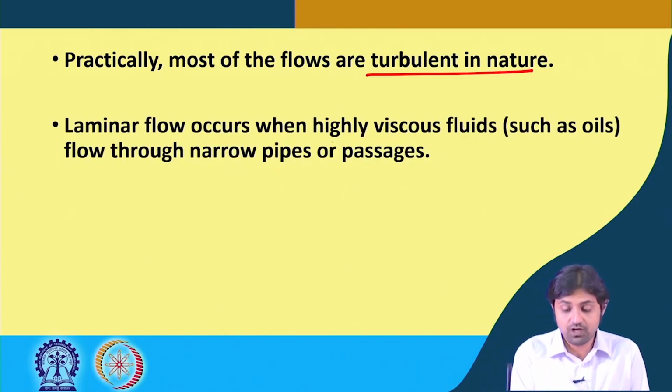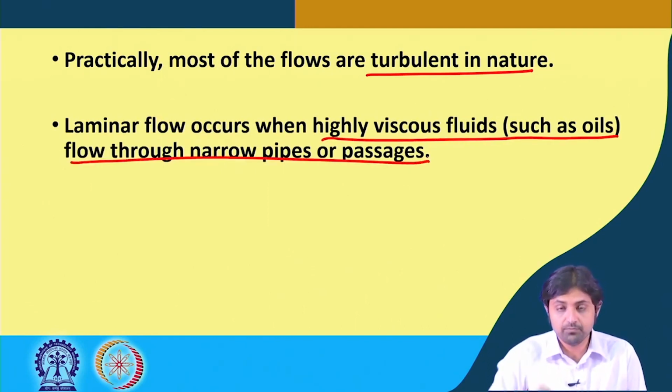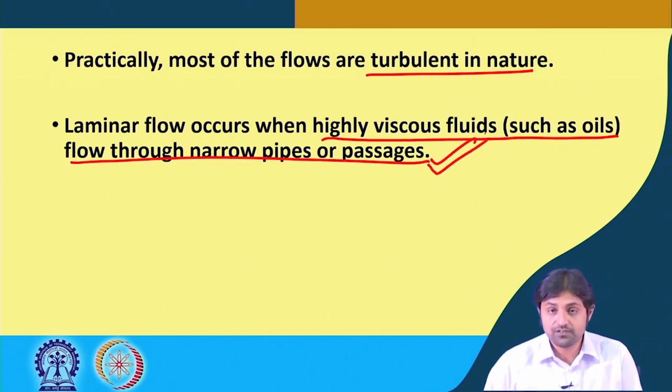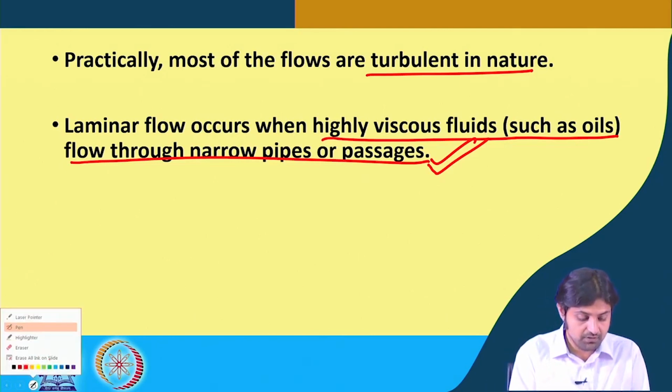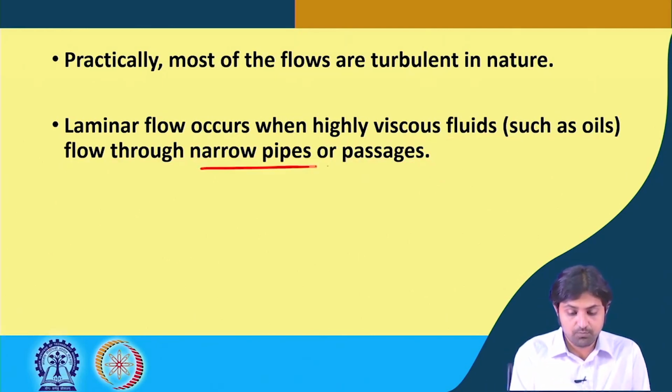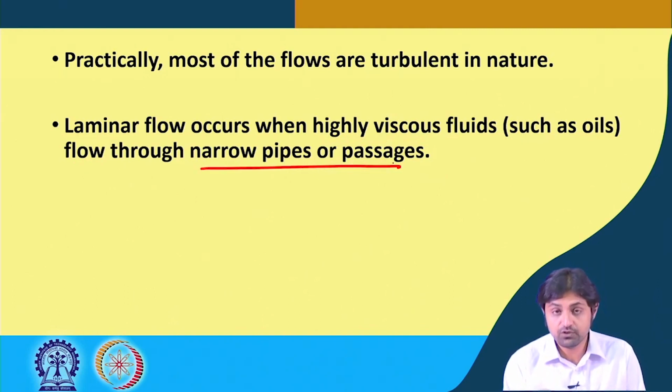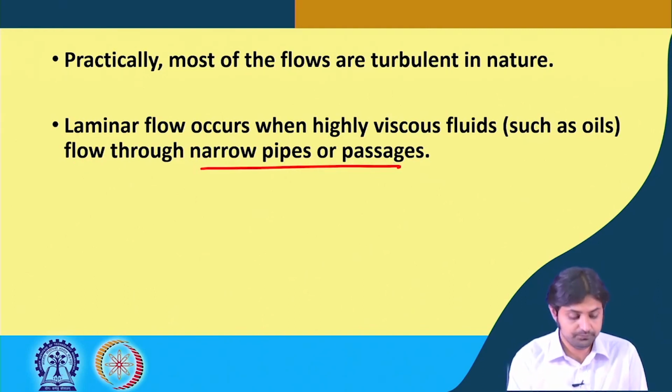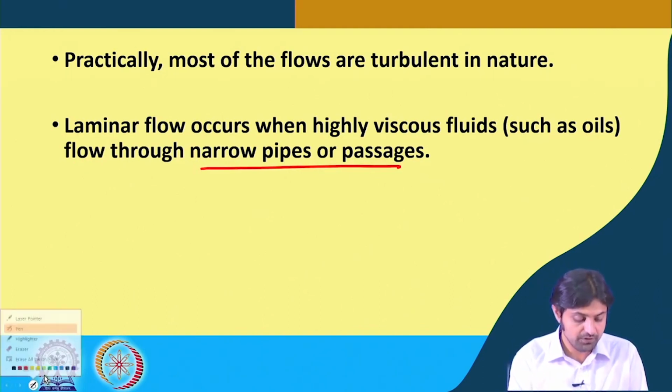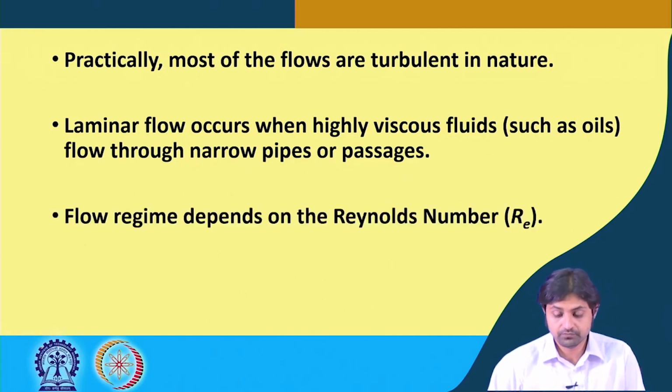Laminar flow can also occur when a highly viscous fluid such as oil flows through a narrow pipe or passages. So, if you pay attention to what I have said just before that, why the flow in the blood is laminar, you can actually understand. So this could be the narrow pipes. We will see numerically also, soon, why the flow in the blood is laminar.